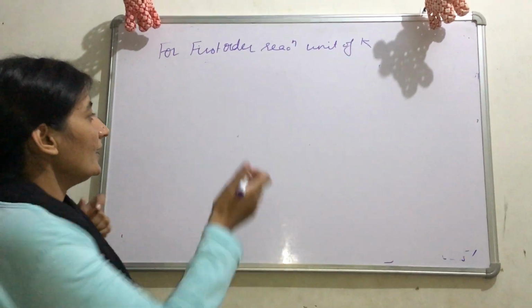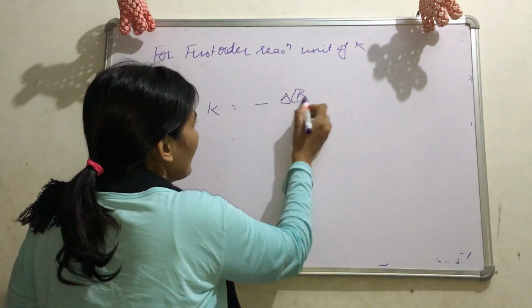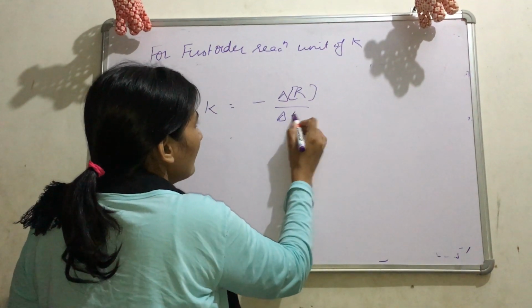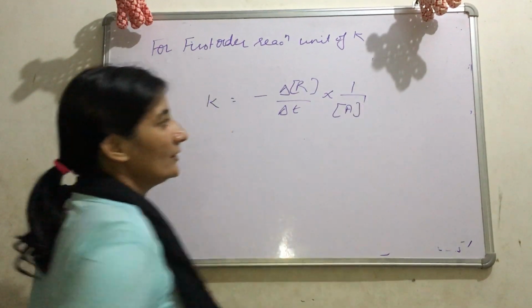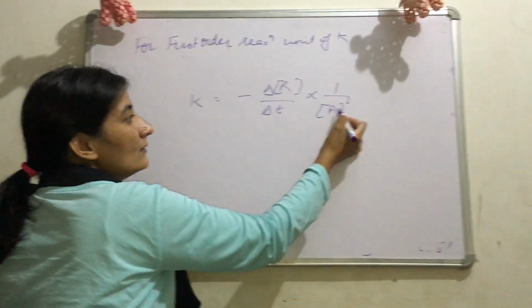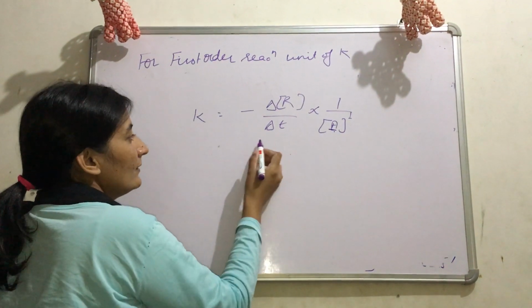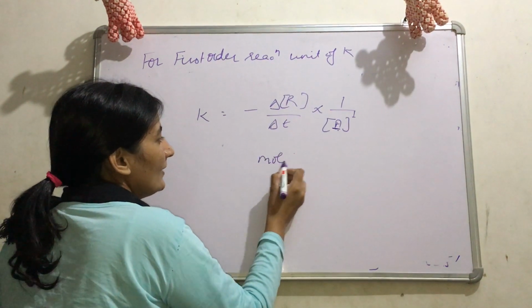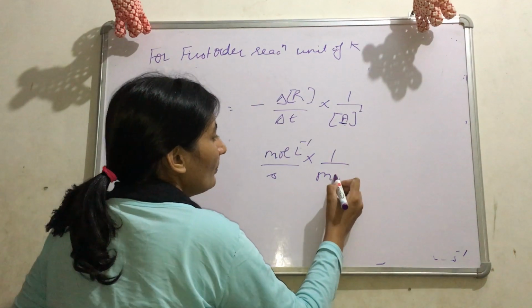Reaction, unit of K is equal to minus delta R by delta T into 1 by A to the power X. Here X is 1 for first order. Whatever be the unit of concentration, we can write mole per liter. Here second multiply by mole per liter.